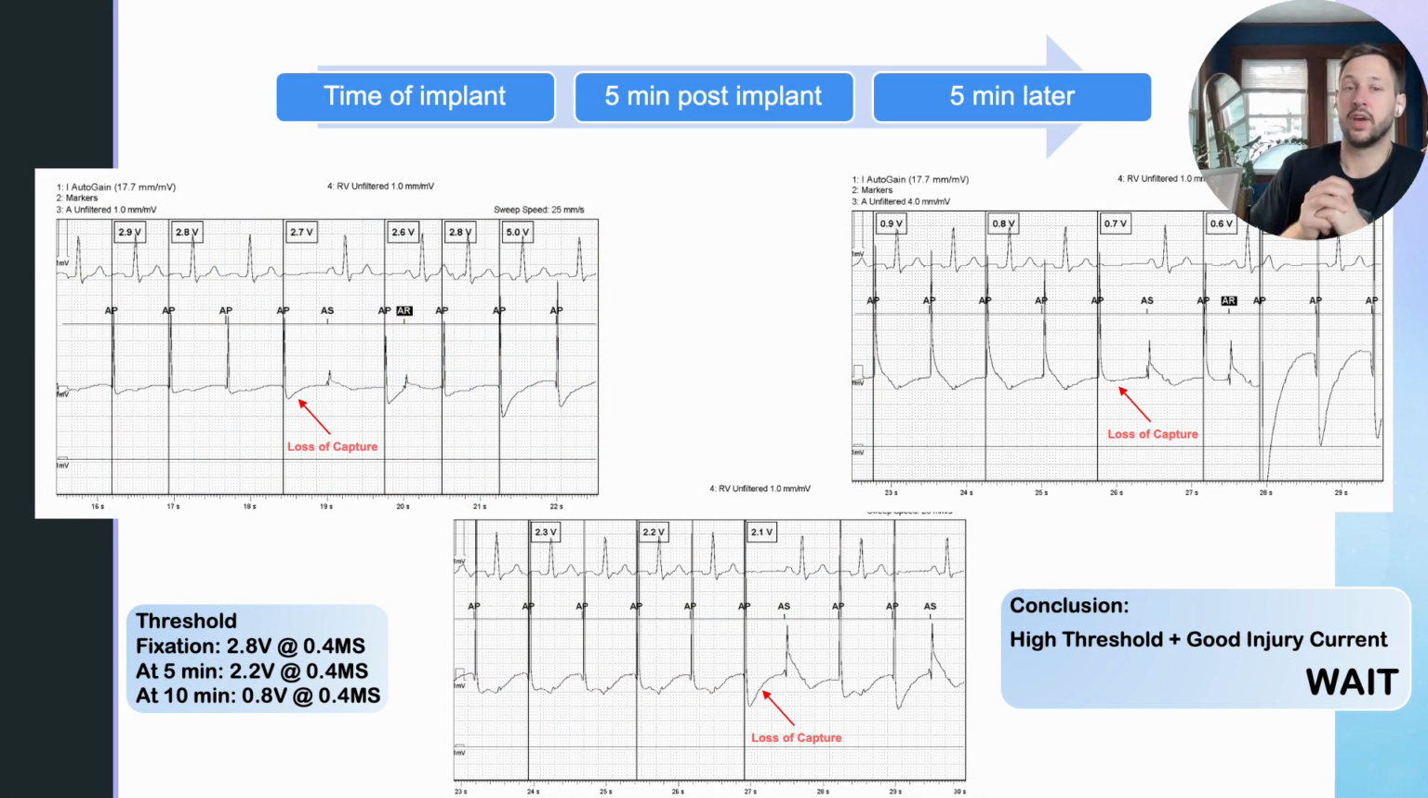But what about in cases where you don't have good numbers? What about in cases where you don't have good threshold? So here's an interesting example. We were replacing a lead, and we went to pace in the atrium, and we had a very high threshold, right?